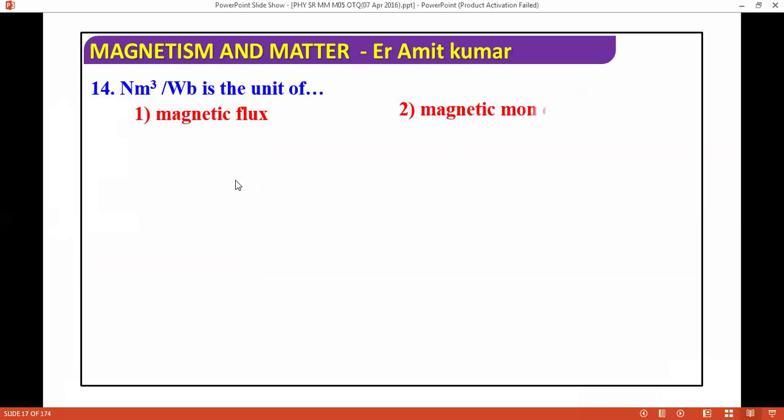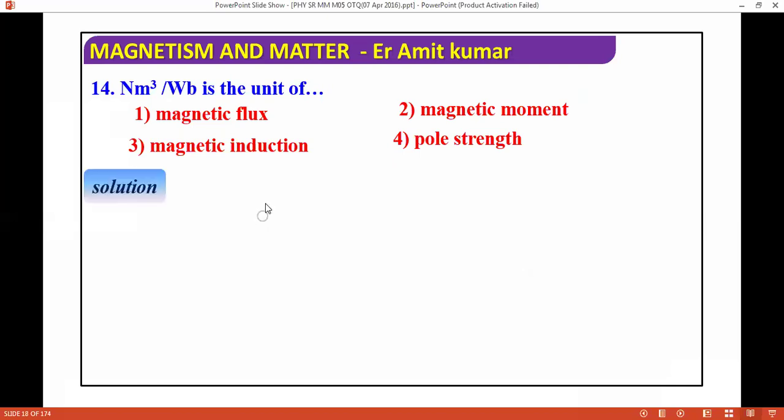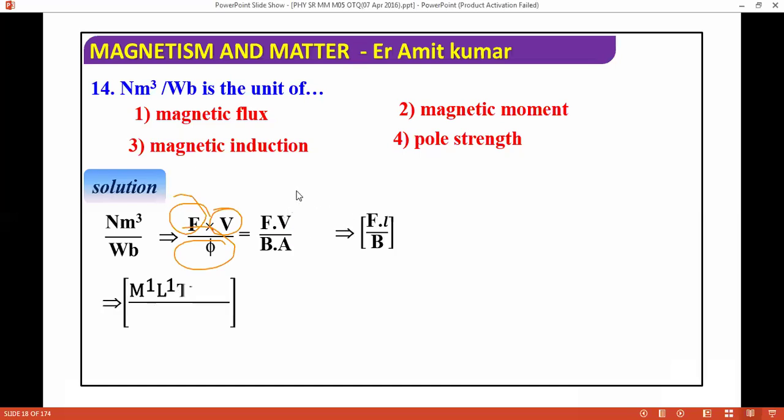Next question: Newton meter cube per Weber is the unit of magnetic flux, magnetic moment, magnetic induction, or pole strength. All of you should know what Newton meter cube divided by Weber is. Newton is for force. Meter cube is for volume, and Weber is for flux. Flux is B into A. I am writing flux as B into A, and force.